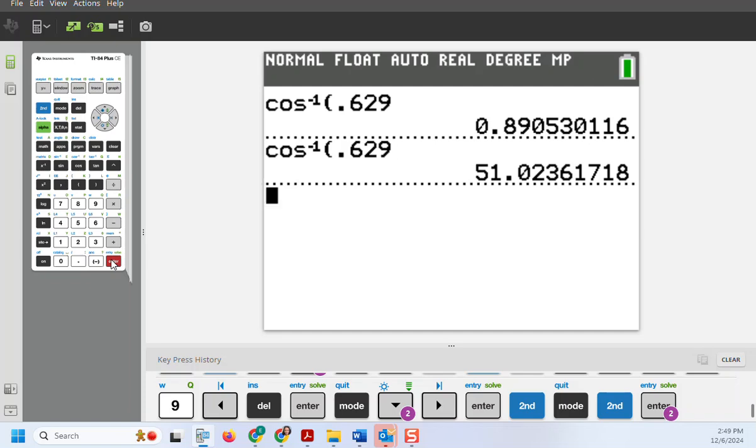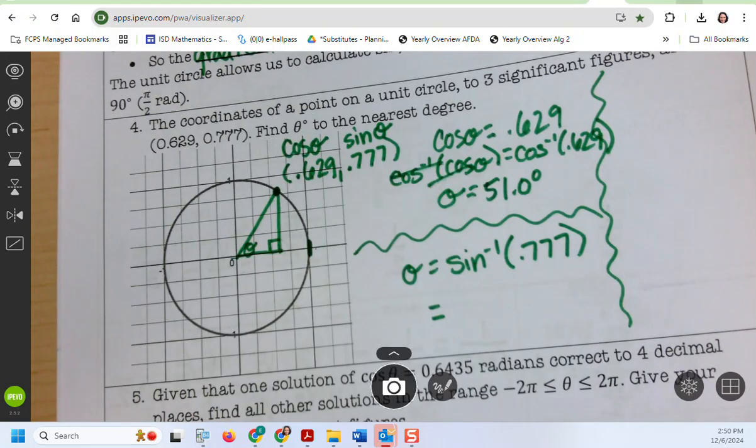All right, if I wanted to do the same problem with sine, I would do inverse sine of what number? The sine number, right? All right, try it and see if you get the same answer. You should, because it's the same angle. Inverse sine of the same answer. There we go. Do you guys still get 51.0 degrees?